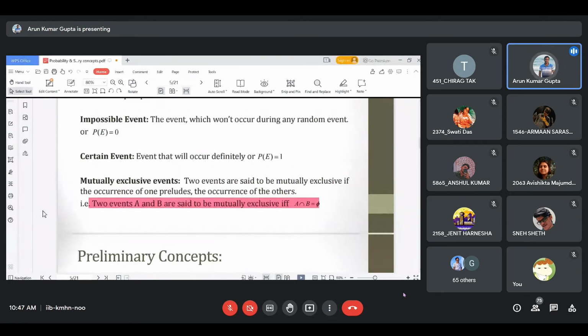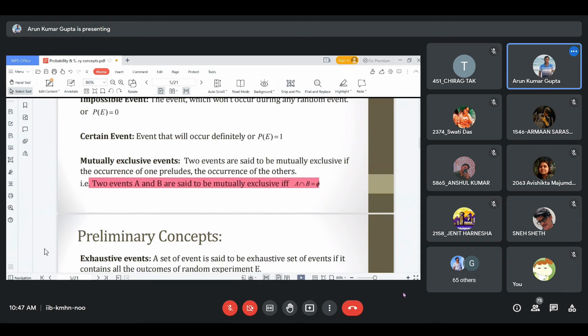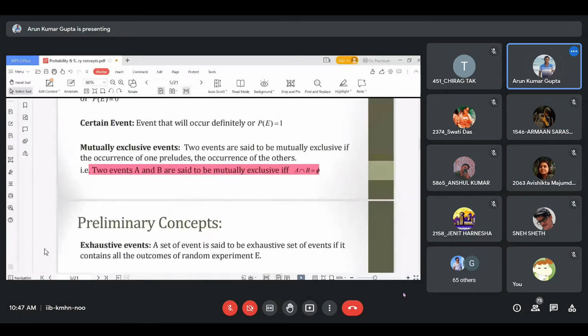Next, exhaustive events. The definition is the same as what you said before. Union of all the events will create the sample space. A set of events is said to be exhaustive if it contains all the outcomes of the random experiment. That means if you take the union of all those events, you will get S, the sample space.